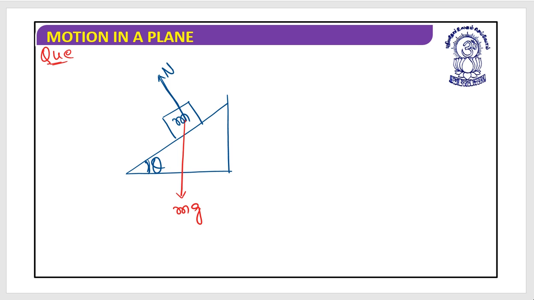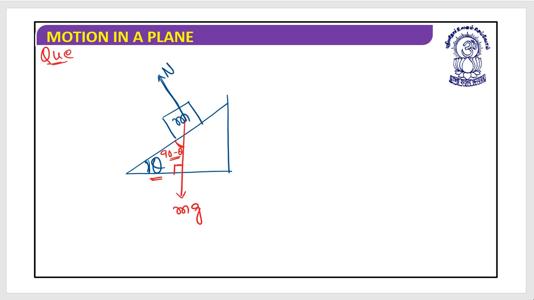Now I need to make the cos theta and sin theta components of mg first, and then I would be interested in the normal. If you agree, then we will go beyond this. So first let's perform this task. This is theta, and this would be 90 degrees, because it acts perpendicular. And this would be 90 minus theta. I hope you can see this.